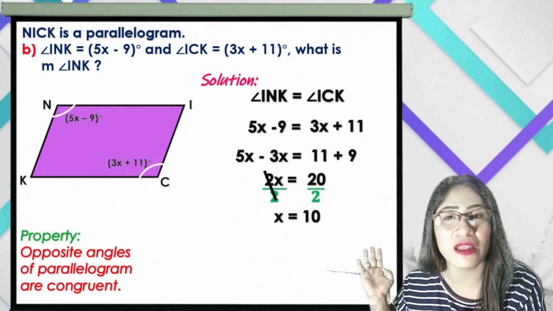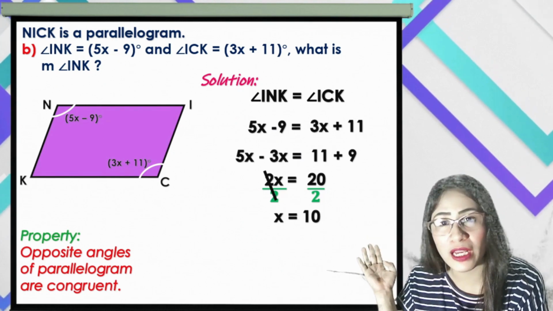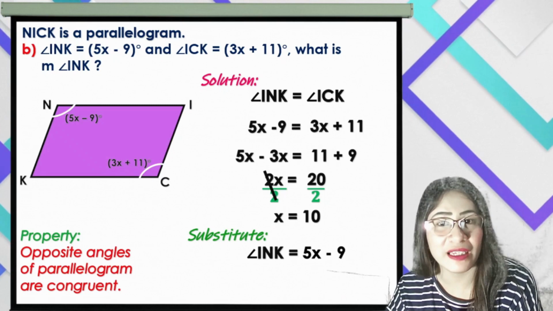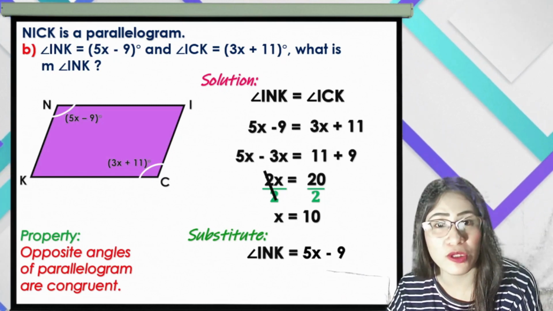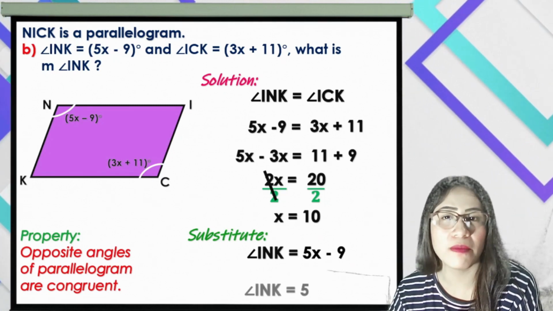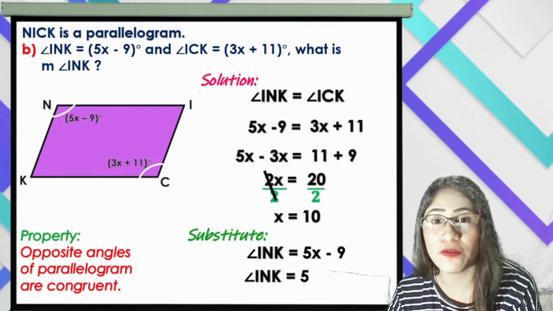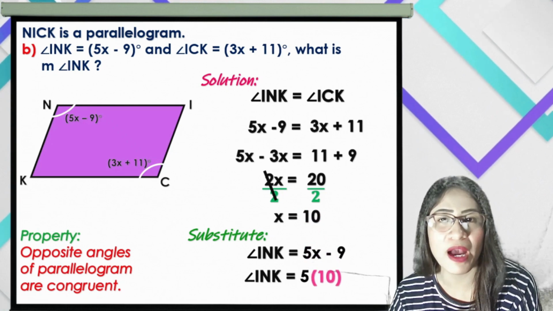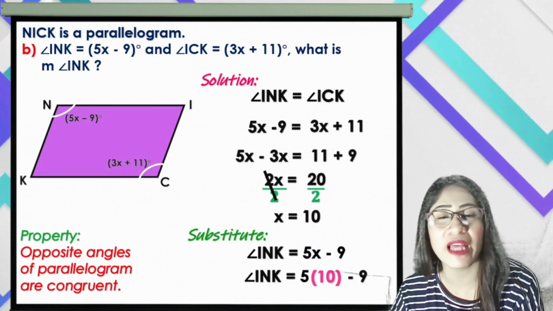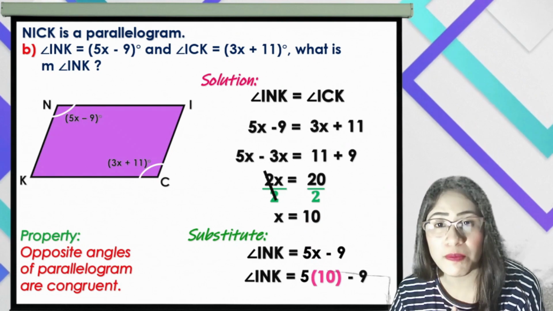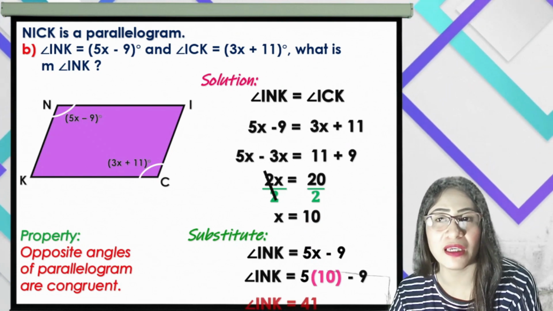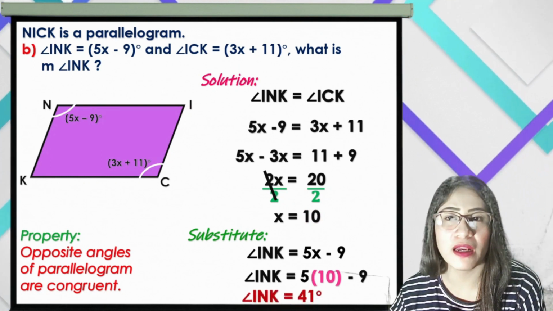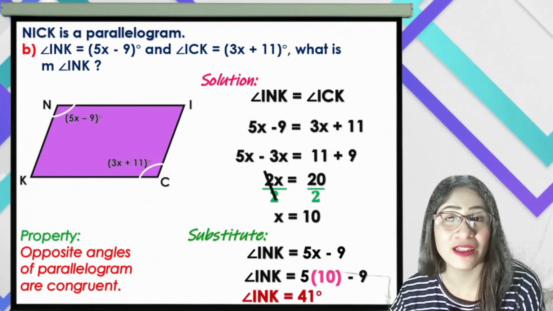Now, substitute the value we got for x into the measure of angle INK, which is 5x minus 9. So angle INK is equal to 5 times the value of x, which is 10, minus 9. 5 times 10 is 50, minus 9 is 41. Therefore, the measure of angle INK is 41 degrees.